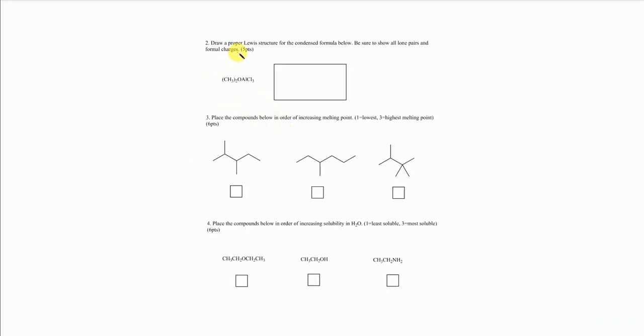All right, so draw a proper Lewis structure for the condensed formula below. Be sure to show all lone pairs and formal charges. Okay, so the way I would do this is, well, you can count all your electrons, but this looks like a pretty straight-out written formula to me.